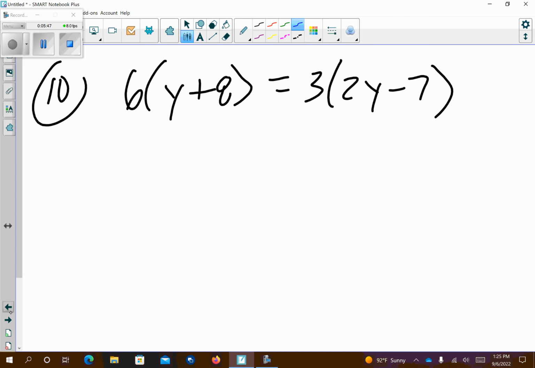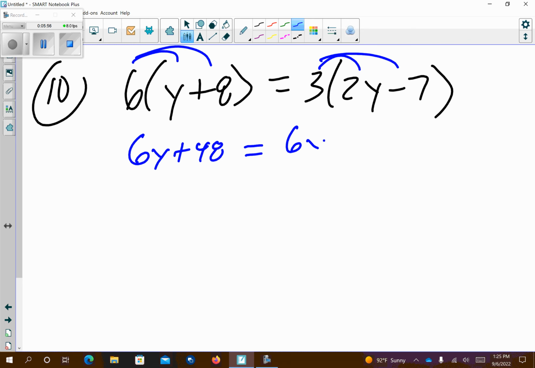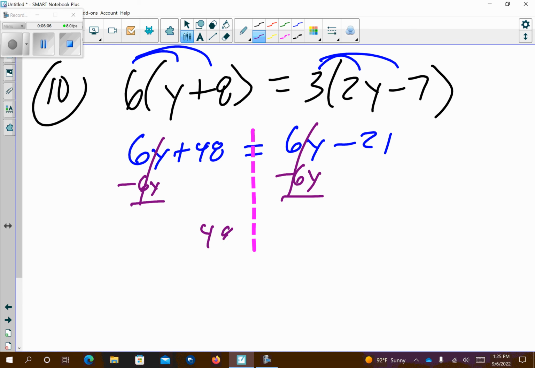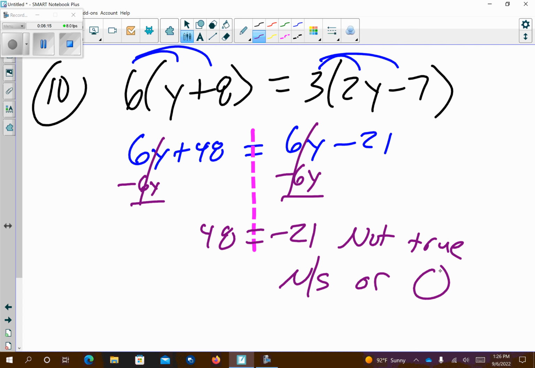Problem number 10. Let's distribute, take care of the parentheses first on both sides. So I get 6y plus 48 equals, distribute here, 6y minus 21. We're ready to start solving it. So I think if we subtract 6y from both sides, a good starting spot, we wind up getting 48 is equal to negative 21. That is not true. So this is no solution, or you can write a 0 with a slash through it. Either one means no solution.